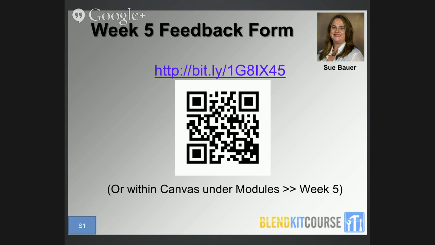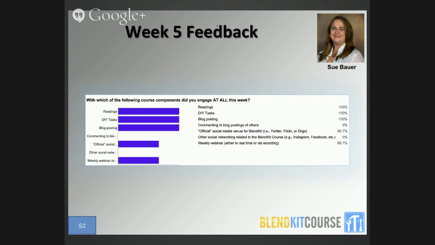You see there the URL for the feedback form and the QR code that you are also able to use to access that. If we go ahead and take a second to review what's already been submitted, here is the week 5 feedback we received. And again, if you haven't completed the form, you'll be able to find that at the end of the week 05 in the modules area.